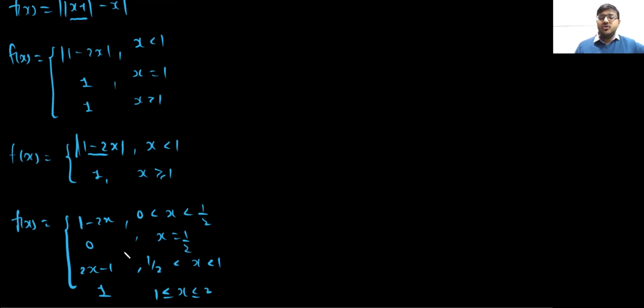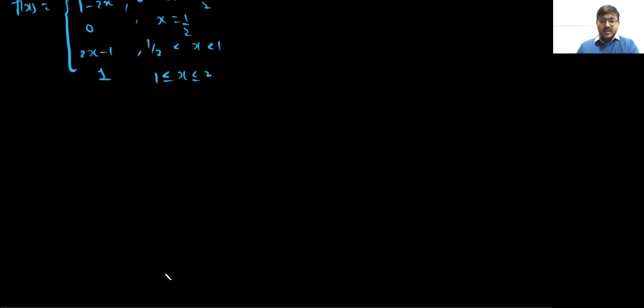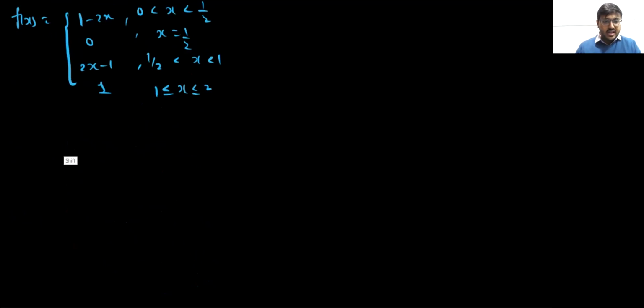Now if you want to do the integration, how many integrals can you take? You can take from 0 to half with 1 minus 2x, then half to 1 with 2x minus 1, and then 1 to 2 with 1. But if you don't want to go with the integration and just want to check the graph directly, we can also obtain that.